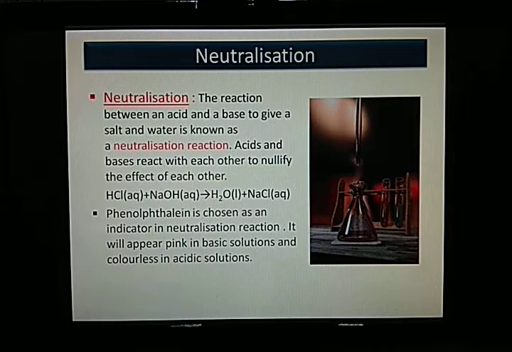So this is the use of phenolphthalein that we have discussed here. And as a whole, if we react hydrochloric acid with sodium hydroxide, or any acid with any base, it will give us salt. Here in this case, the salt is NaCl, that is sodium chloride, and we'll get water as well. Clear? That is the whole neutralization reaction and how phenolphthalein is useful in it. So, moving on.